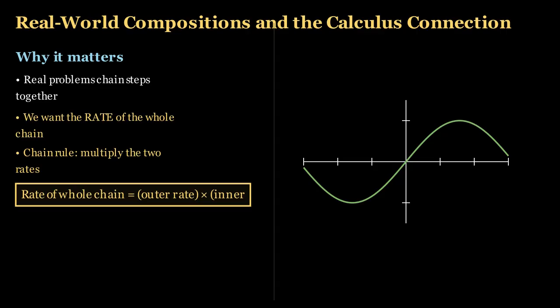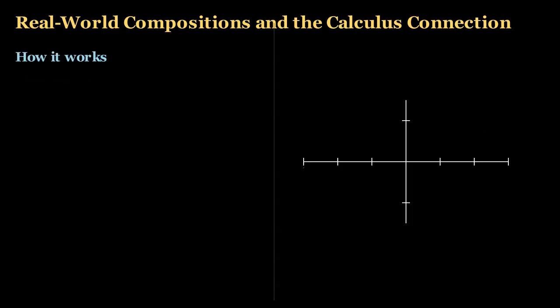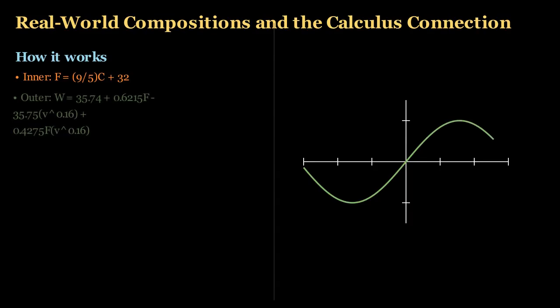The inner function is the Celsius to Fahrenheit conversion. Fahrenheit equals 9/5 times Celsius plus 32. The outer function is the wind chill formula. For a given wind speed, say, a steady 15 miles per hour, the felt temperature W depends on the actual Fahrenheit temperature F. The formula looks messy, but we do not need to memorize it. We just need to see that it is a function: put Fahrenheit in, get wind chill out.